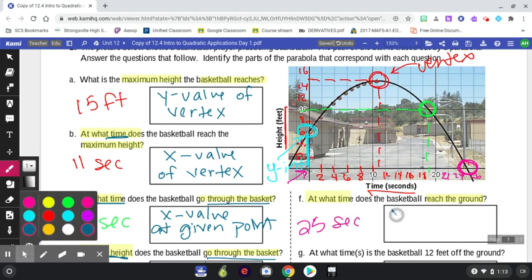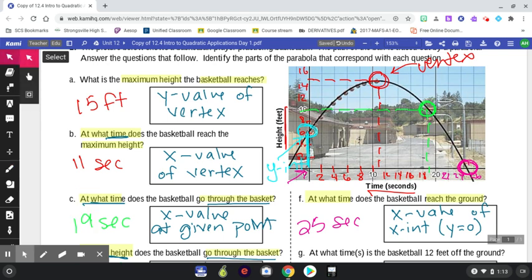And what I'm looking for is the x value of an x-intercept, right? I'm really looking at the x-intercept, and the x-intercept occurs when y is 0, or in this case, when the height is 0. So touching the ground means that, if the ground is represented by the x-axis, I'm looking for an x-intercept.